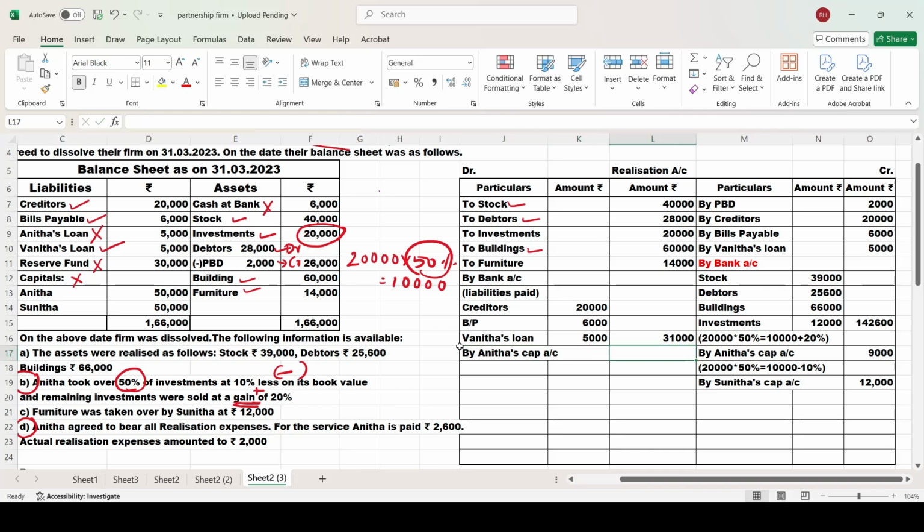So how much is she paying as realization expense? See here, they have given two amounts. For the service, Anita is paid rupees 2,600. But the realization expenses are 2,000. I told you while explaining this type of problem in the previous video, when any partner is paying the realization expenses, for that service, how much you are paying to that partner, that should be considered as the realization expenses. Actual realization expenses should not be taken into consideration. So here 2,600 you have to write. So we'll write 2,600.